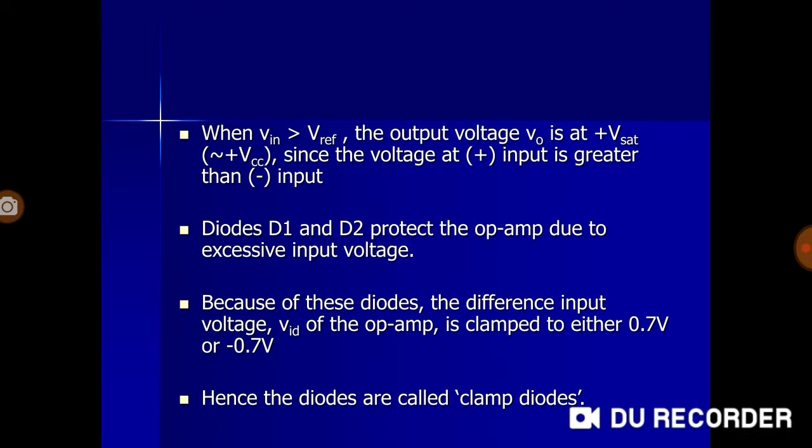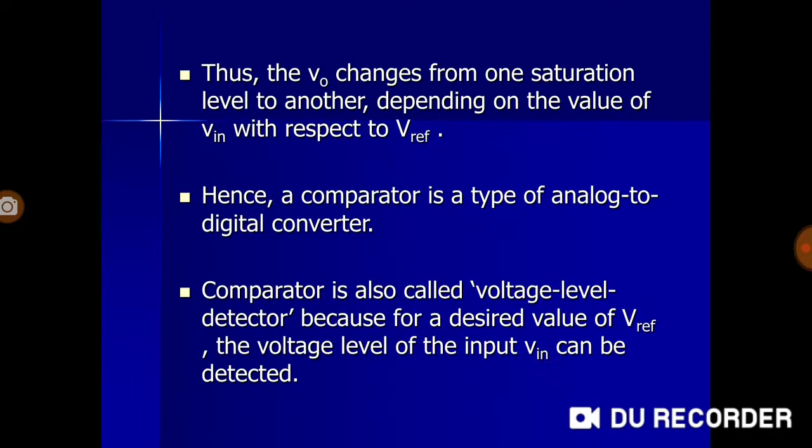Hence the diodes are called clamp diodes. Why? Because whenever the input voltage goes very high, the difference voltage across the op amp that will appear due to the placement of these diodes is either plus 0.7 volts or minus 0.7 volts. So it is clamped to this value. So these two diodes are protective diodes and are called clamp diodes. Thus, the output voltage changes from one saturation level to another, depending on the value of V in with respect to V reference.